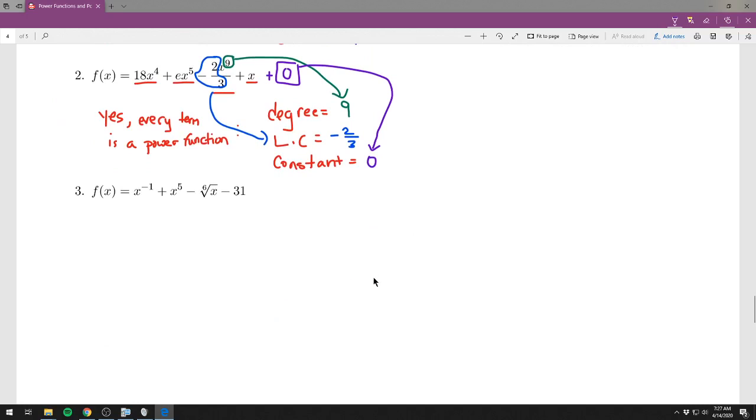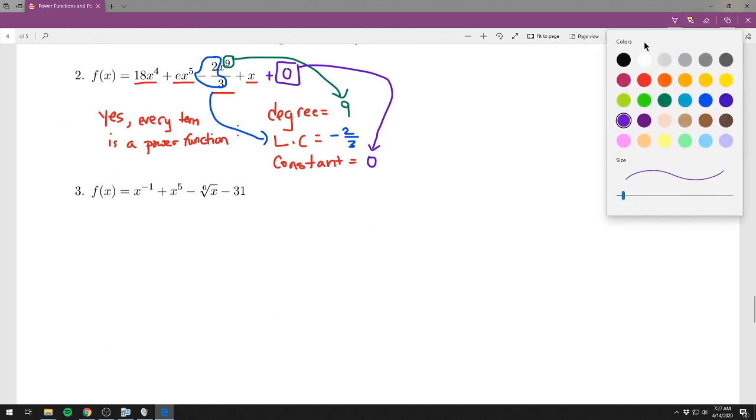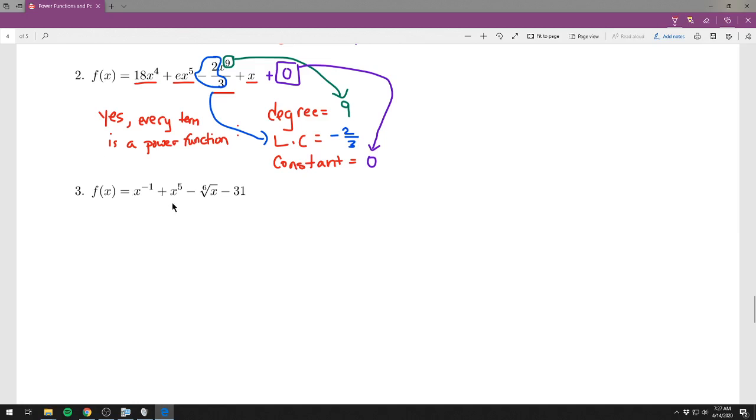All right, so the last example here is this polynomial, f of x equals x to the negative 1 plus x to the 5th minus the 6th root of x, minus 31. And the answer to this is no. We have 2 terms that aren't power functions. All you need is 1, but just to reiterate the common examples, these 2 aren't power functions. We saw the reasons before. You cannot have a negative exponent.